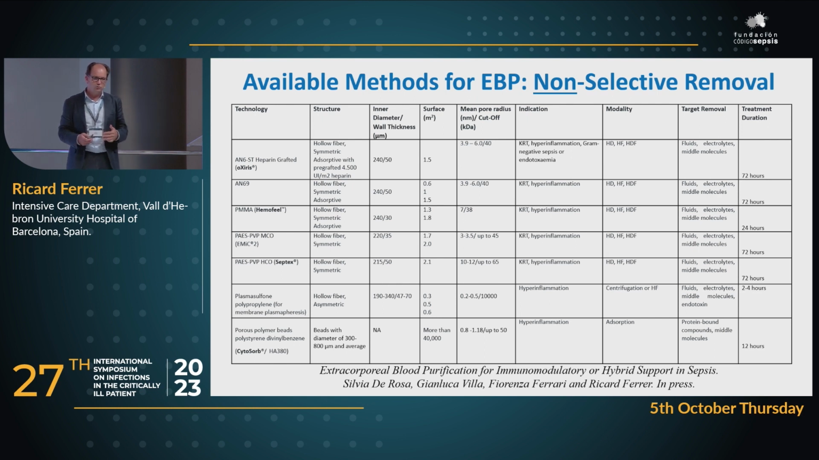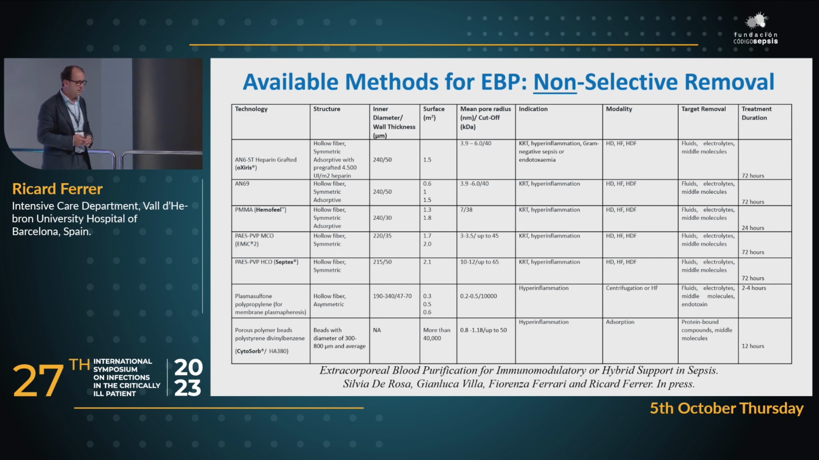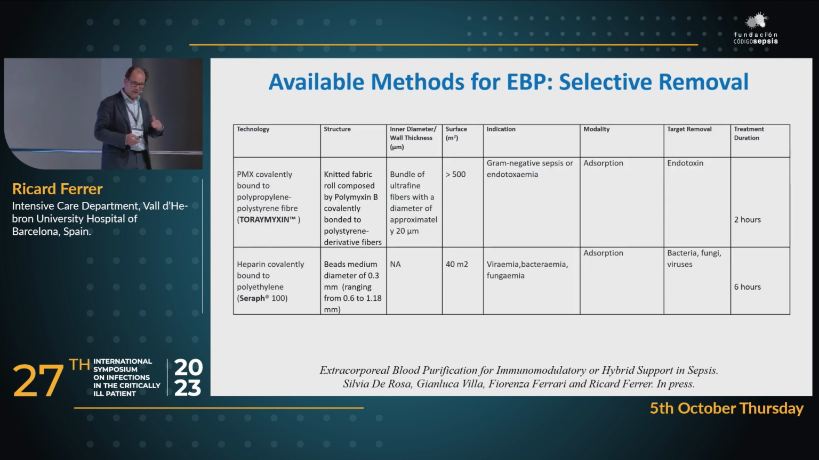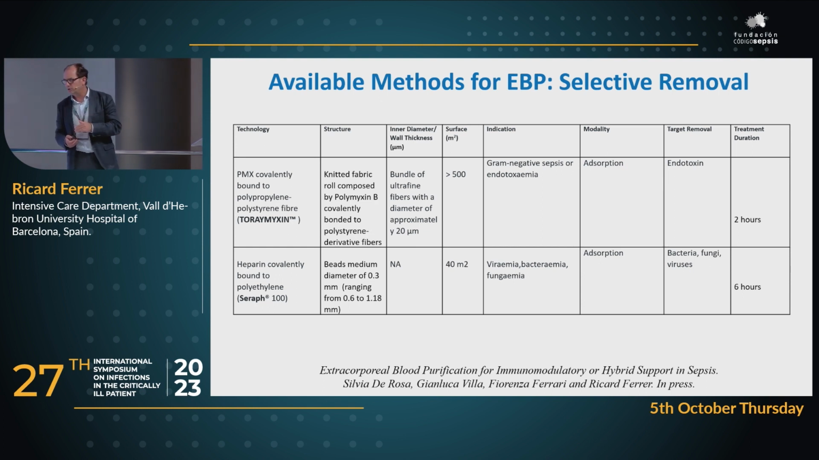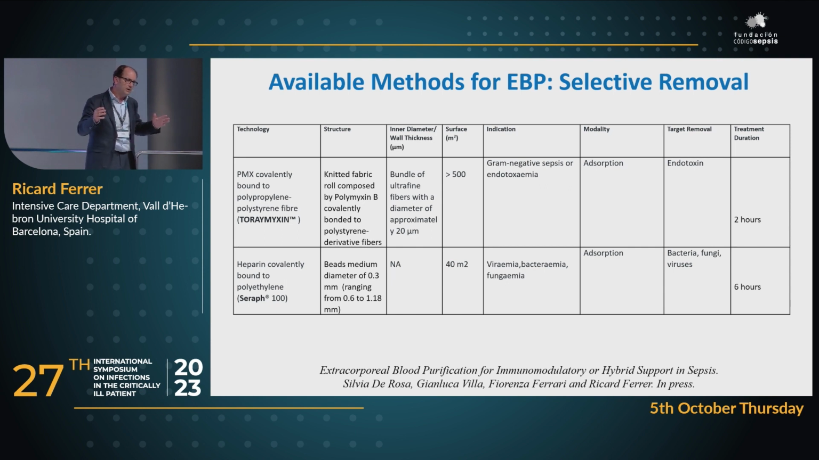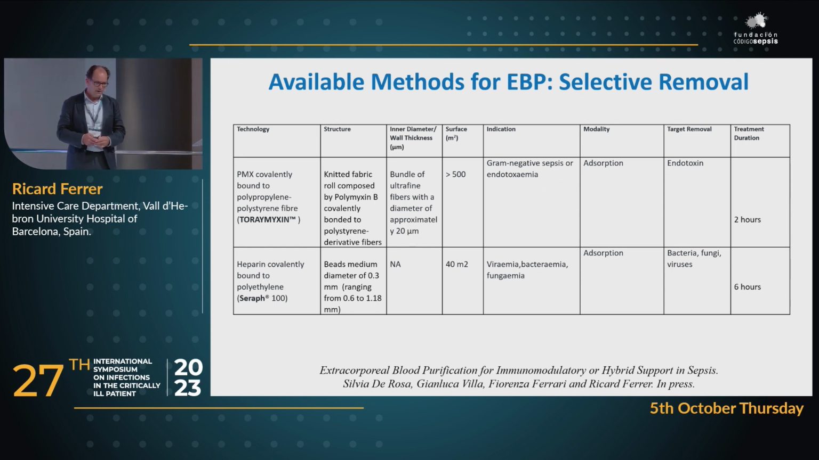Those are non-selective systems for removal of different mediators of the inflammatory response. And there are others that work in a more selective way, and Polymyxin is one of them. It's selective for removing endotoxin. And Thomas also mentioned Sara, which is selective for removing pathogens, although it's not very selective because it is able to remove a huge list of different bacteria, fungi, and viruses from the blood.